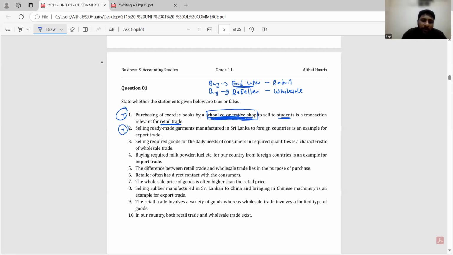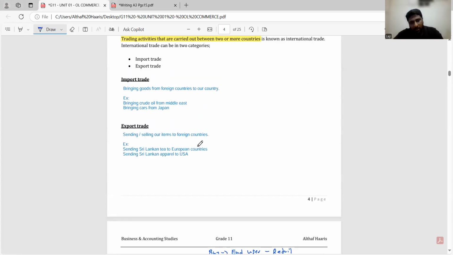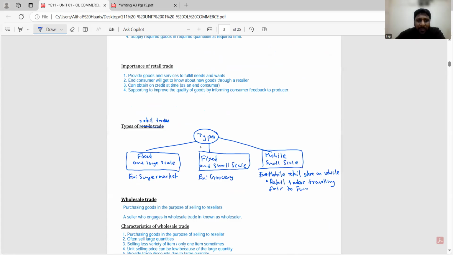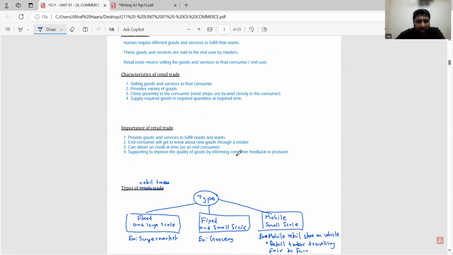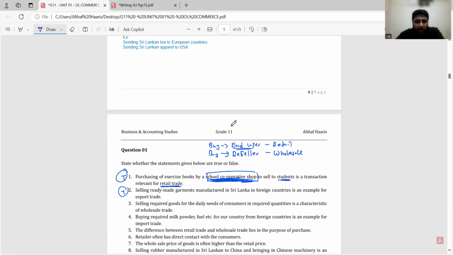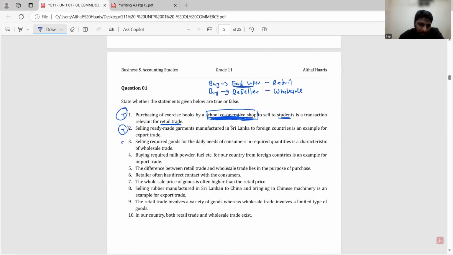Selling required goods for the daily needs of consumers in required quantities is a characteristic of wholesale trade. So you see, that is a characteristic that I gave you under retail trade. Required goods in required quantities and at the required time, that is retail trade, not wholesale trade. So that is a false statement.